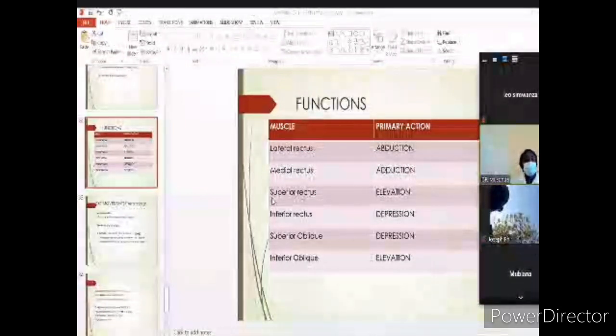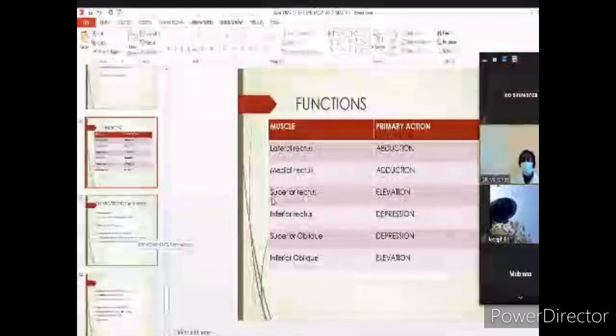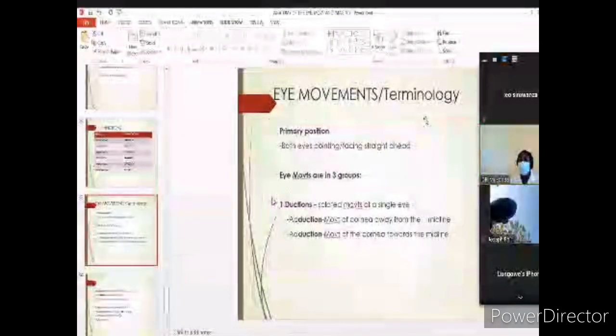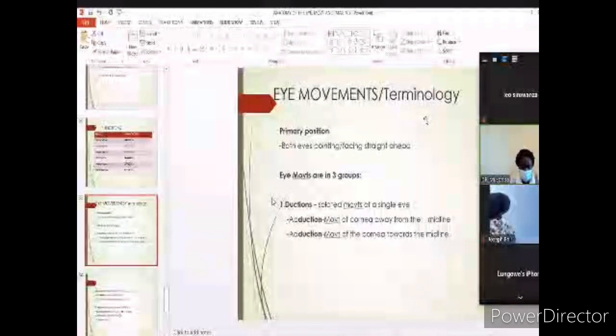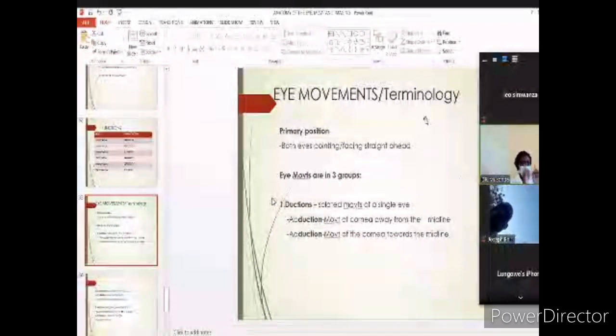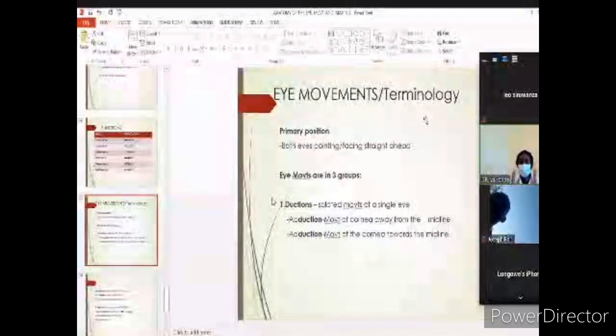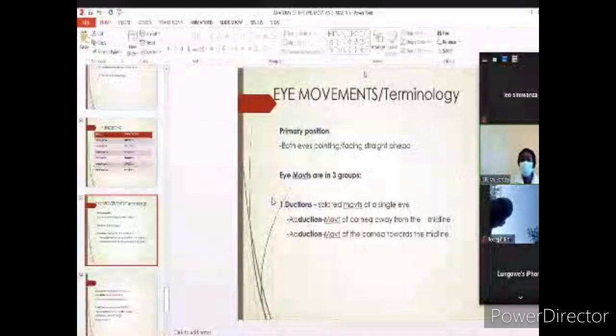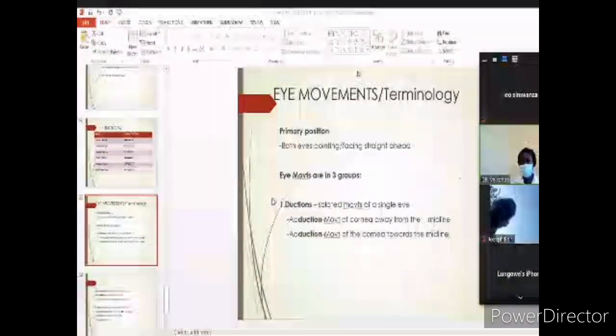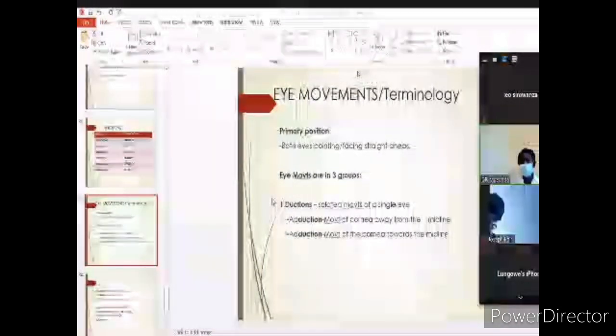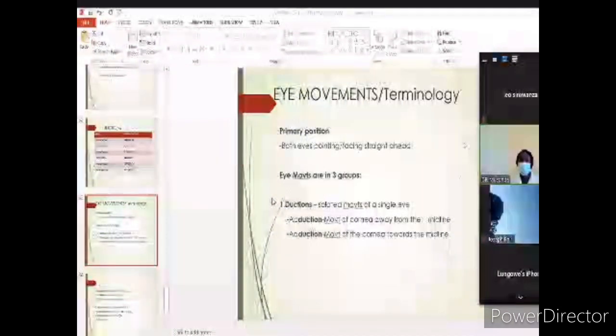Okay, so what are the eye movements and their terminology? When you look at an individual with two eyes that are anatomically normal, when both eyes are pointing head on or they are looking straight at you, that is called primary position.